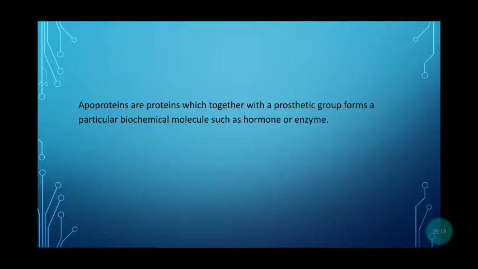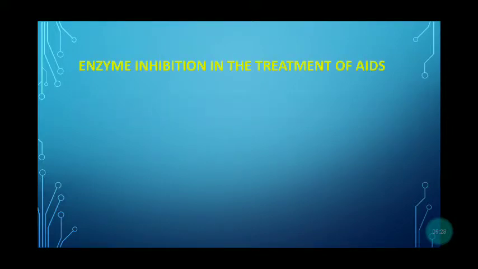Next, apoproteins are proteins which, together with a prosthetic group, form a particular biochemical molecule such as a hormone or enzyme. An example is apoprotein B, which is a constituent apoprotein of very low density lipoproteins.